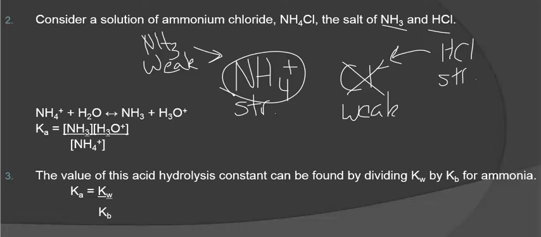Here's the equation down here. It produces NH3 and H3O plus. So NH4 plus acts as an acid. So we get a Ka expression.